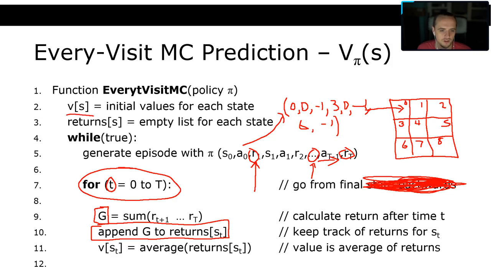So now what we do is we append G to Returns of S_t. So we look up the list in Returns associated with this state, and we just append that return to it. Then our value for the state is going to be updated such that it's just the average of all the returns. For example, if we played a bunch of hands of blackjack and we ended up winning, I don't know, $100, then $200 in two consecutive hands, then our value for whatever state we were in would be $150. Because the first one, we got $100, the second one, we got $200. So we average those, so the value of that state would be $150.